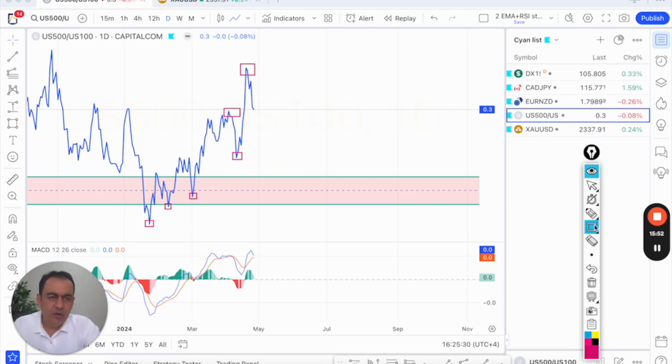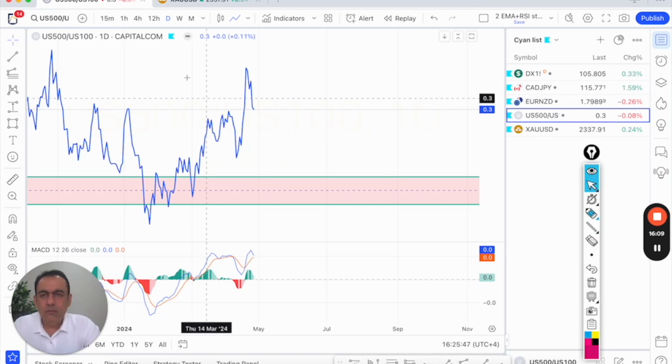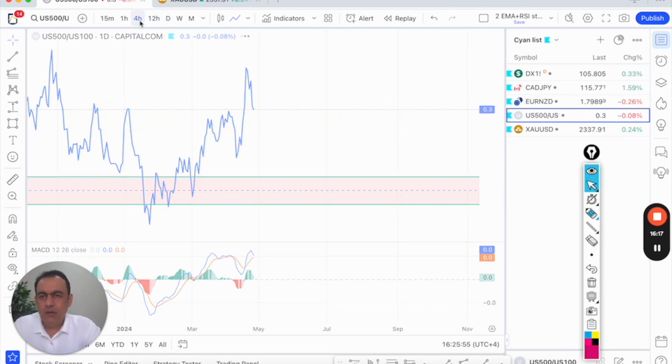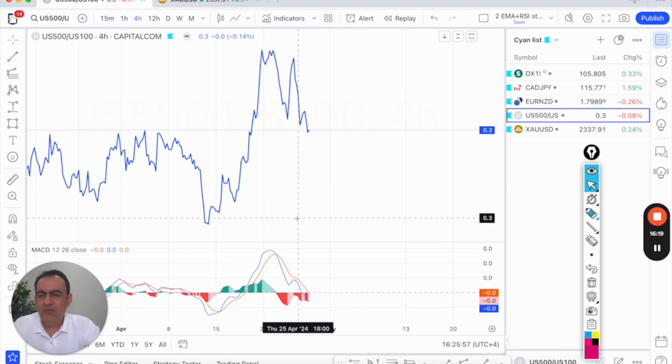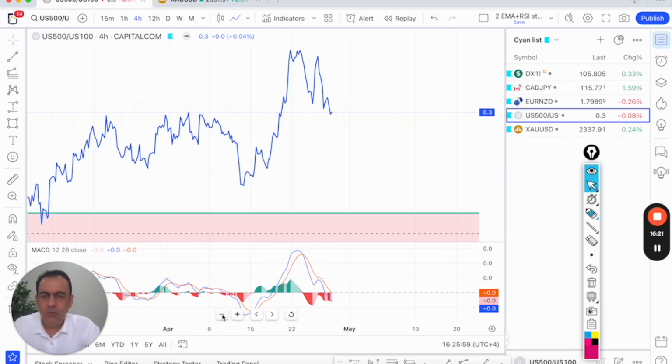Now in the short run, only in the short run, we may have some pullback because we can see some weakness coming in here, but the weakness should be short-lived and it is expected to rise again in the future. So the plan is you should buy US 500, and parallelly you can short US 100, and the spread between the two should bring profit for you.